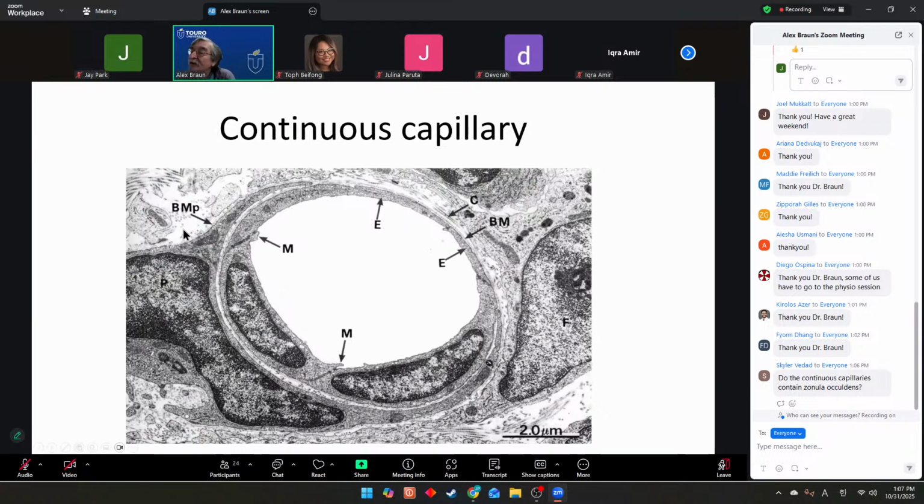Now, pericytes also have a basal lamina, and here the basal lamina is labeled basement membrane, BM. So I said to you, endothelial cells have basal lamina. Well, pericytes also have basal lamina, and the basal lamina of pericytes and basal lamina of endothelial cells merge or are fused together if you look carefully.